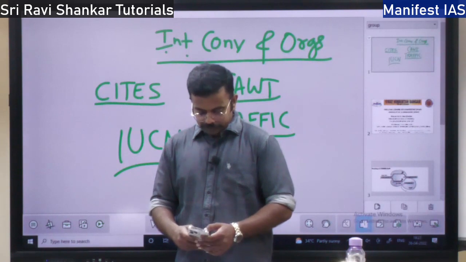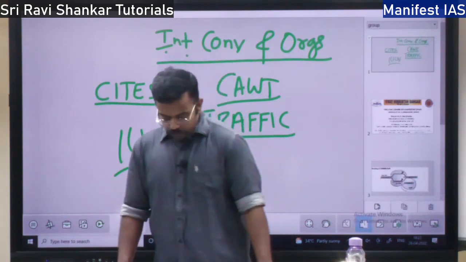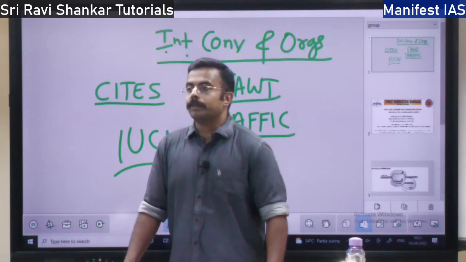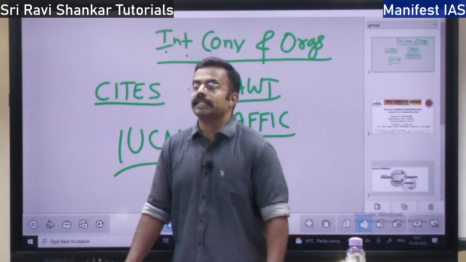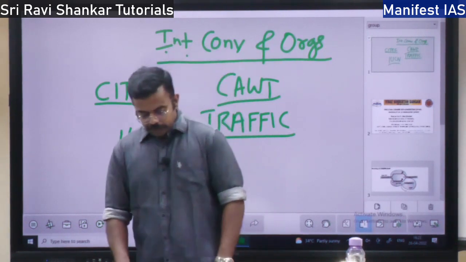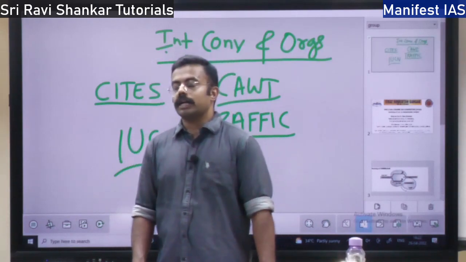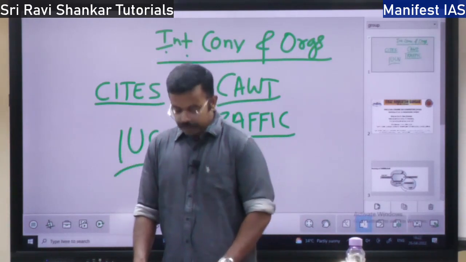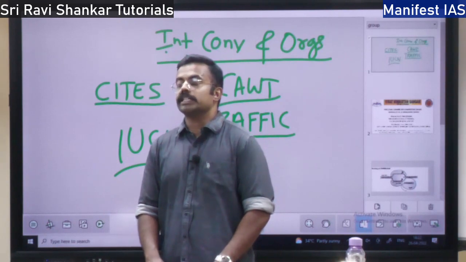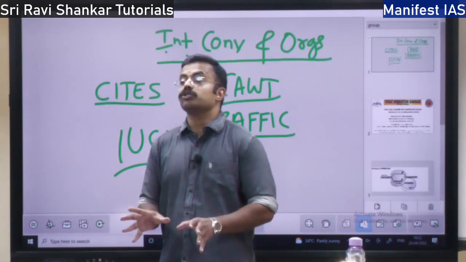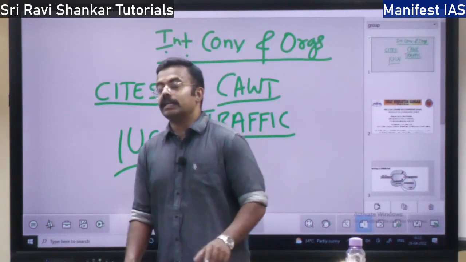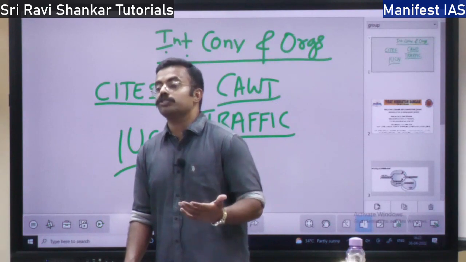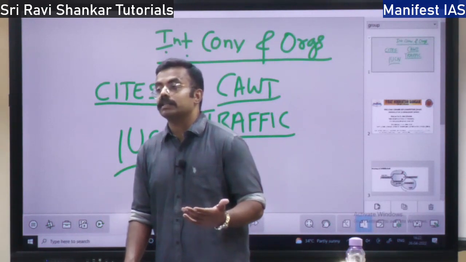So 2 sites. This globally important agricultural heritage system is recognized by the Food and Agriculture Organization. Where is the headquarters? Rome, Italy, right? This convention or system recognizes special land use. If a land is used specially for agriculture, that is recognized, and the land usage should contribute to sustainable development, right?